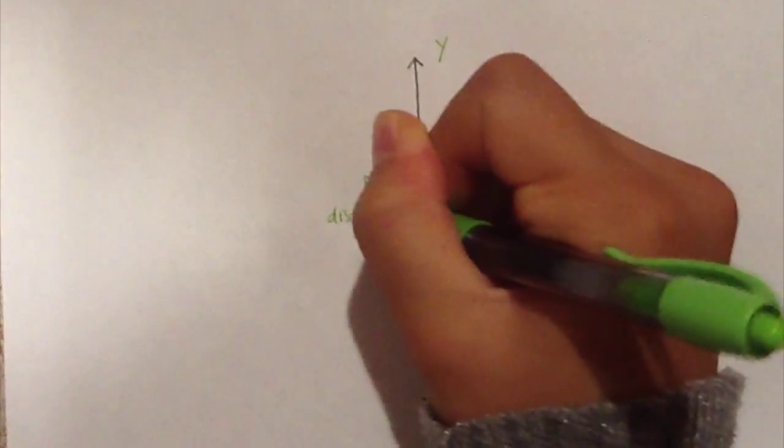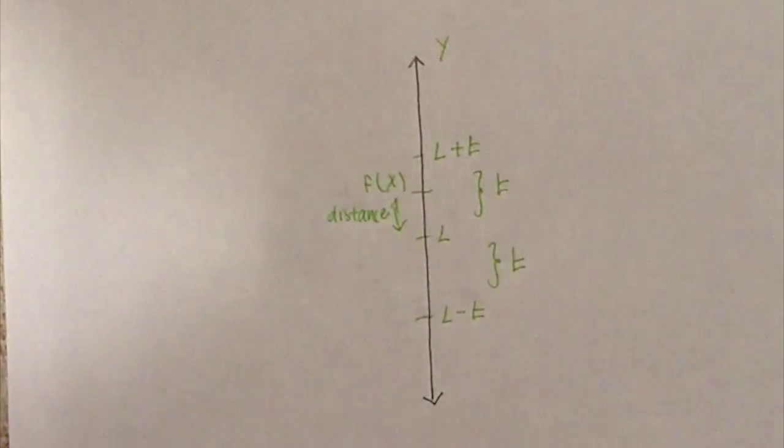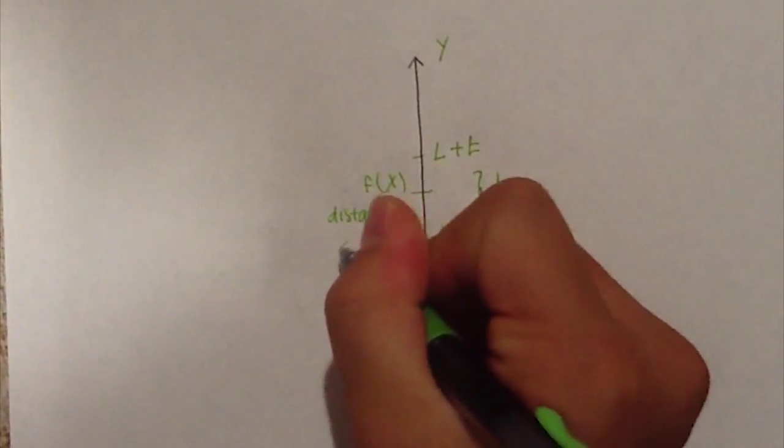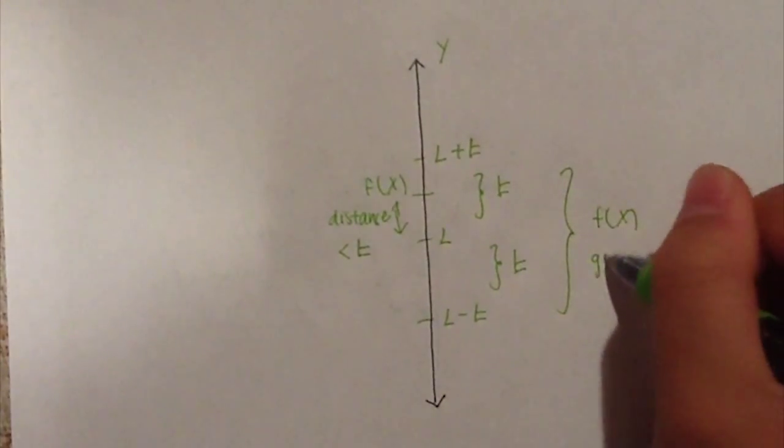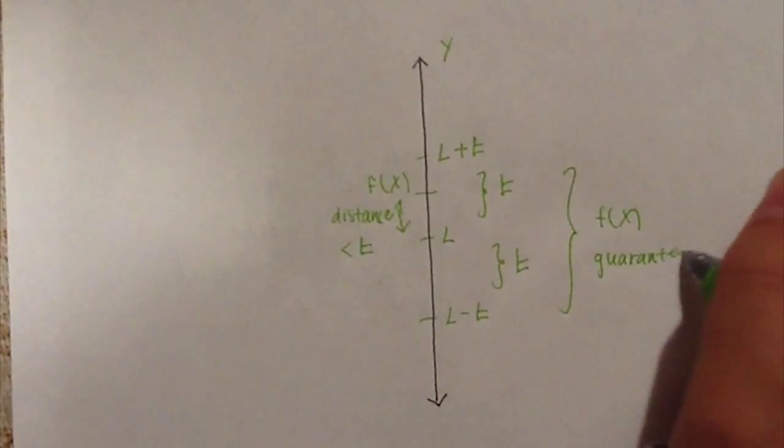Now what the second part of the expression is saying is that the distance between f of x and L is less than epsilon, so we can be guaranteed an f of x value in the range between L minus epsilon and L plus epsilon.